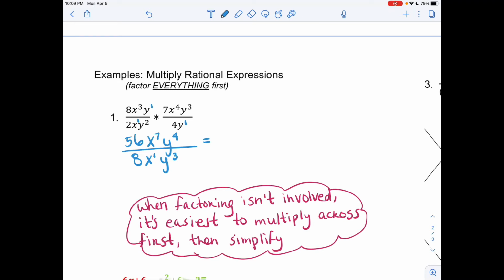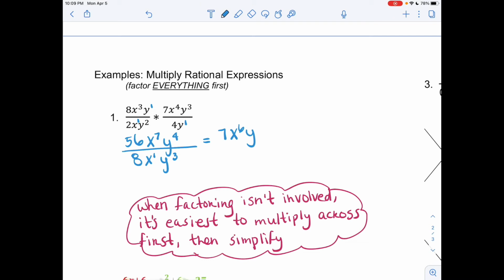So remember that when we simplify fractions, we are dividing. So we are going to divide our coefficients. 56 divided by 8 will give me 7. And then I want to subtract exponents. So x to the 7th and x to the first, 7 minus 1 will give me an x to the 6th power. And then y to the 4th over y to the 3rd, 4 minus 3 will just simply be a y to the first power. We wouldn't usually write that y to the first power.